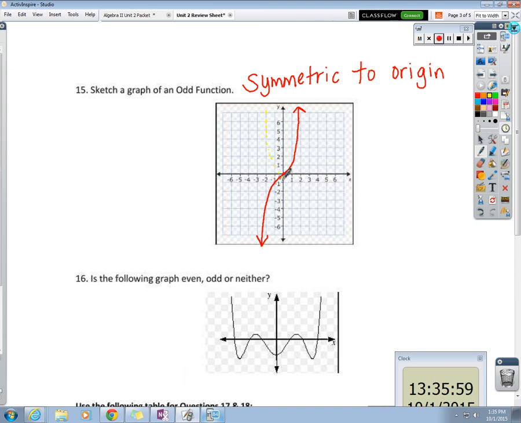Now, if I shift this off the origin, up, down, left, or right, will it still be odd? No, it must pass through the origin to be odd. Okay? It won't be symmetric to the origin if it doesn't pass through the origin.